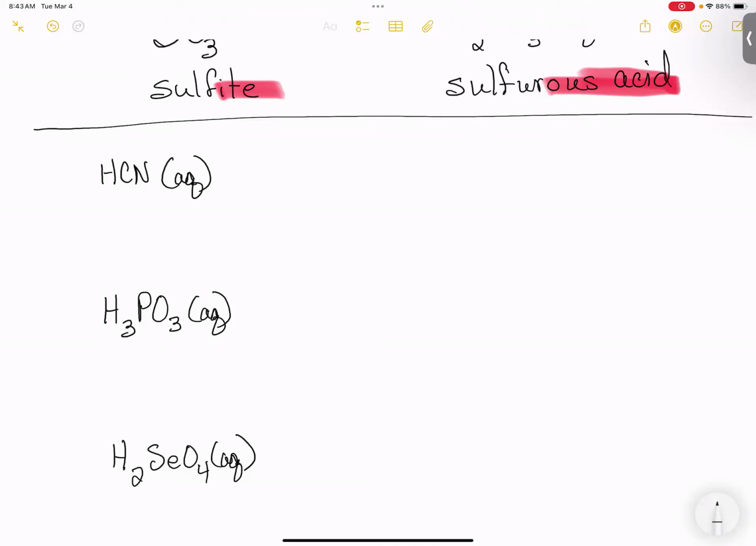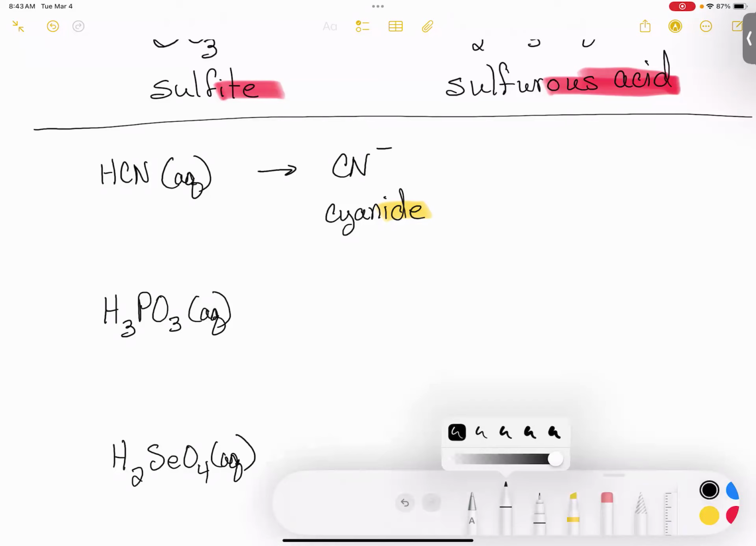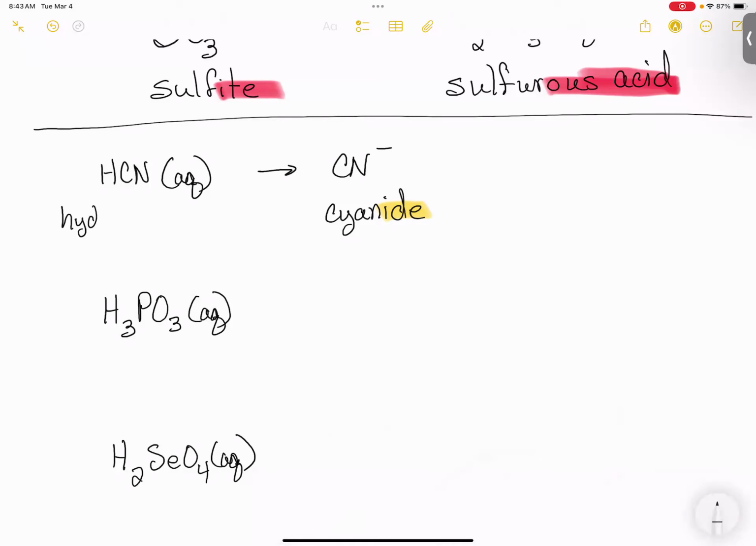How I would do this is I would start by figuring out what the anion is. The anion in this case was CN minus, which is cyanide. Because of the ending -ide, that means that it is going to be hydrocyanic acid.